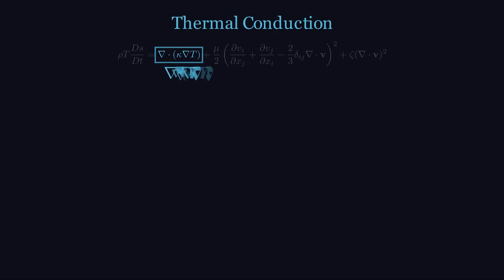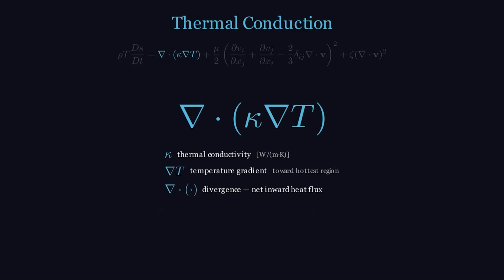The first term on the right side of the equation represents thermal conduction. The term is nabla times kappa times nabla T. While thermal conduction may sound like a complex topic, it is actually very understandable. It essentially demonstrates how heat naturally flows from hot regions to cold regions. This is a fundamental concept in real life, like when ice melts in a warm hand. But how would we write this mathematically?